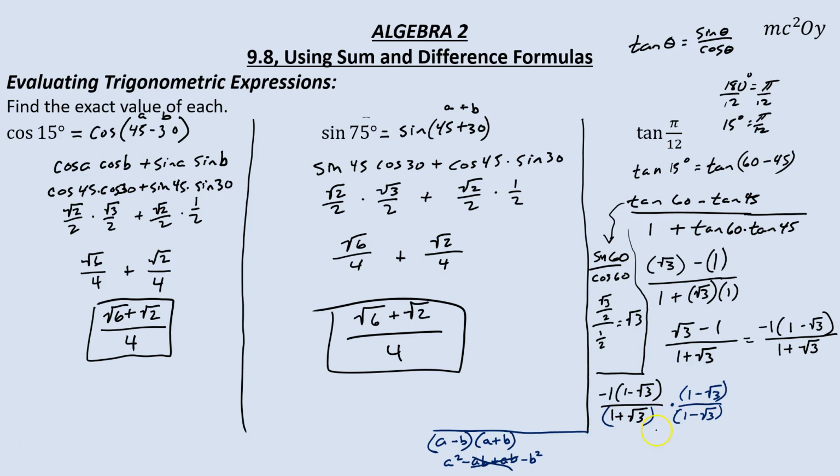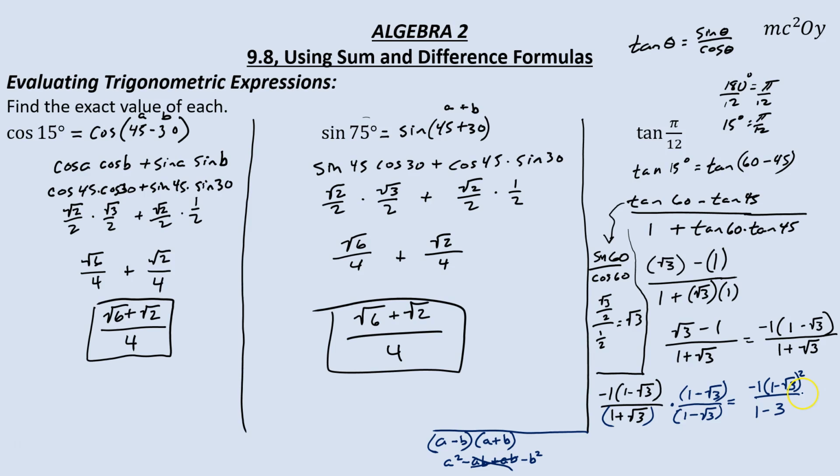So a squared is 1. B squared is root 3 squared, over, and then I have negative 1 times 1 minus root 3 and 1 minus root 3, which is 1 minus root 3 squared. That is not the difference of two squares on top, but notice this root 3 squared here becomes root 9, which is just 3, right? So we can rewrite that as 3.